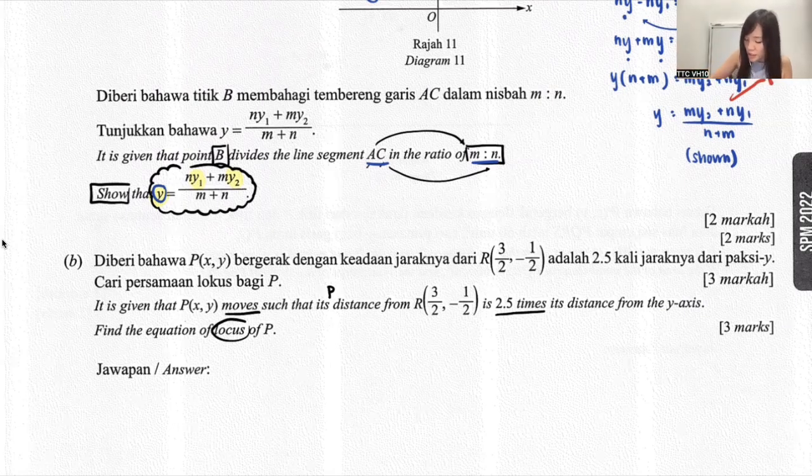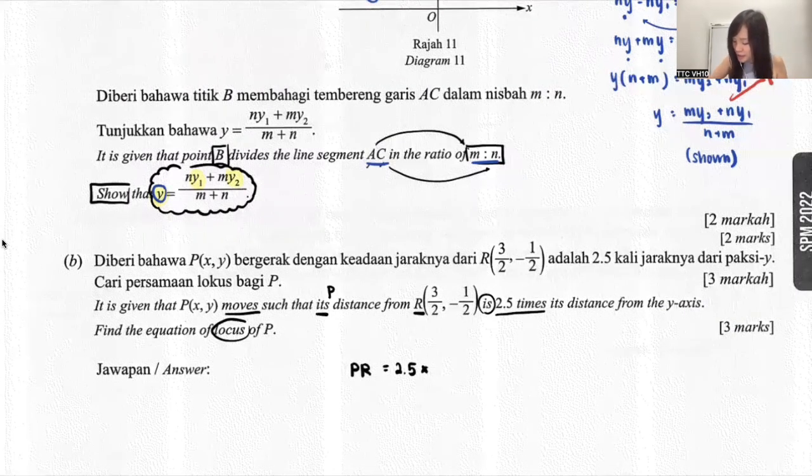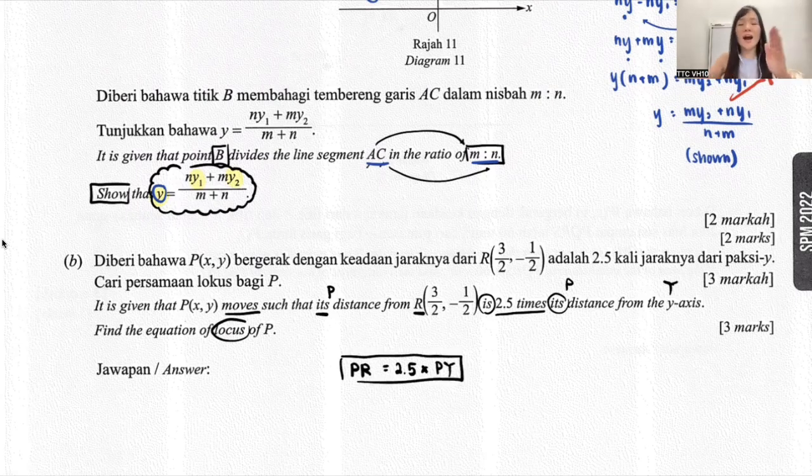So look, they say its distance from R, isn't it PR? They say PR is equal to 2.5 times what? P's distance from the y-axis. For the y-axis I put Y, isn't it PY? So from this sentence, they are trying to tell me PR equals 2.5 PY. Do I understand anything? No, I just directly translate. P's distance from R, PR, is equal to 2.5 times P's distance from Y, PY. So PR is 2.5 PY. Make sense? So now, how do I do it?